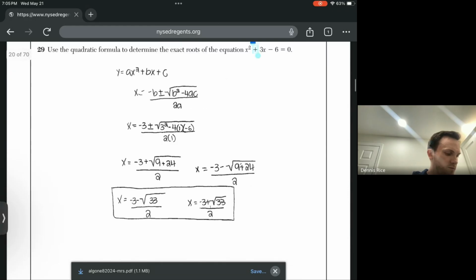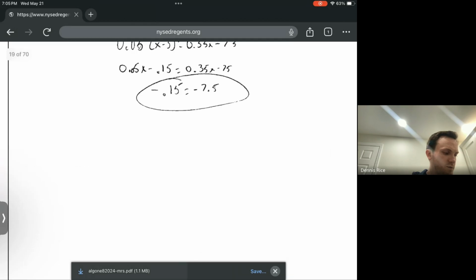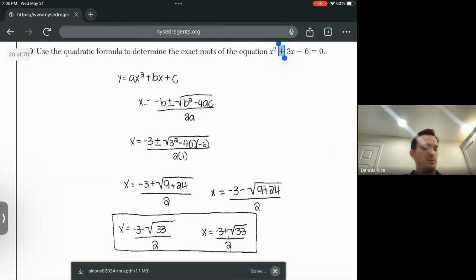Ooh, that person wrote it really weird. This was question 30. They didn't write plus or minus. Interesting. This was question 29, sorry. The quad formula one said exact roots. This was -3 plus or minus rad 33 over 2. We talked about the idea that anytime it says exact, you're supposed to leave it as a radical. It gets a 2 out of 2.